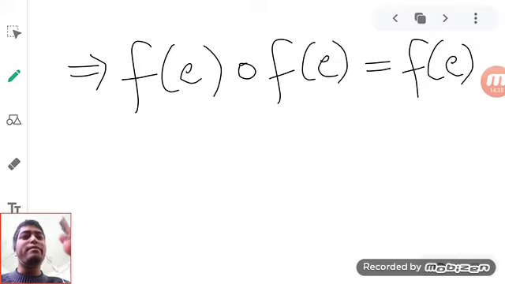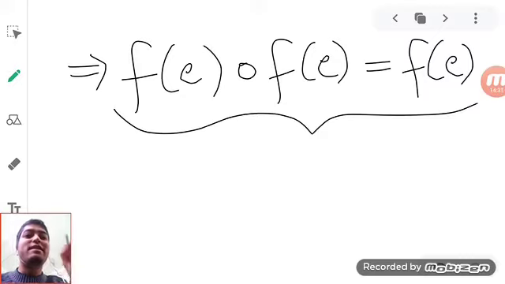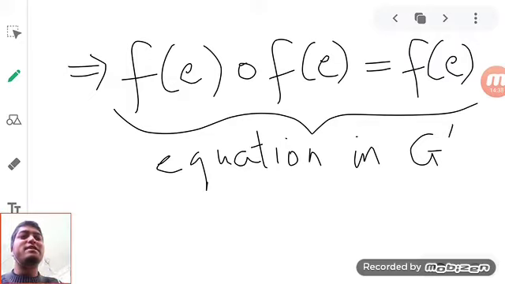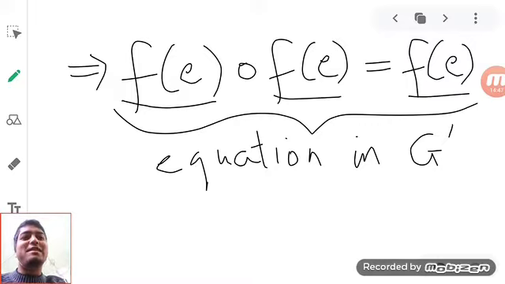Next, what will we do? This one is actually an equation. It is an equation in G dash. How do I know that it is an equation in G dash? Because this element is an element of G dash, this element is also an element of G dash, and this element is also an element of G dash. So all the elements are elements of G dash. That is why I say that it is an equation in G dash.